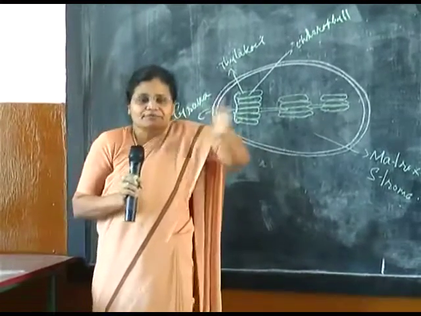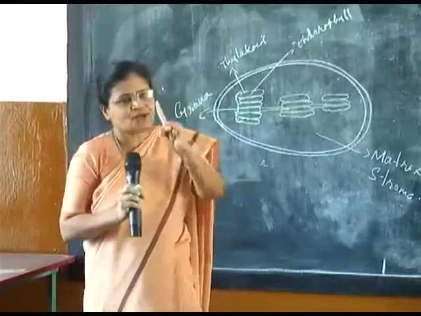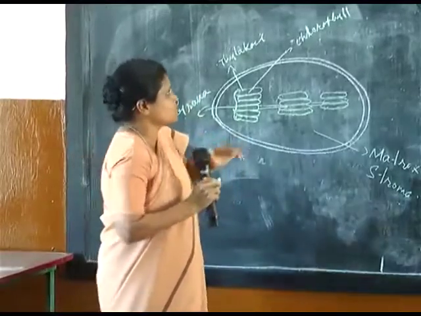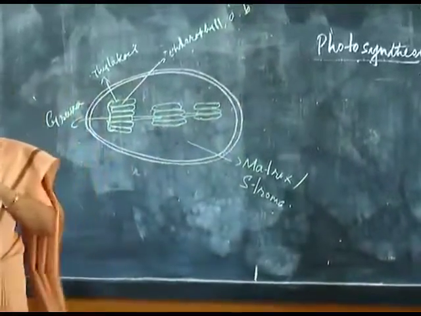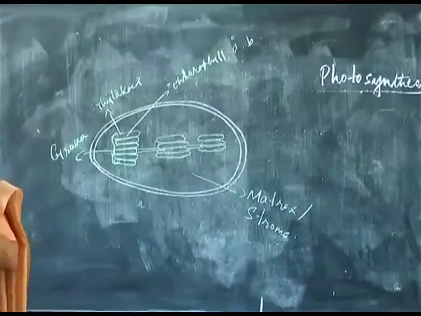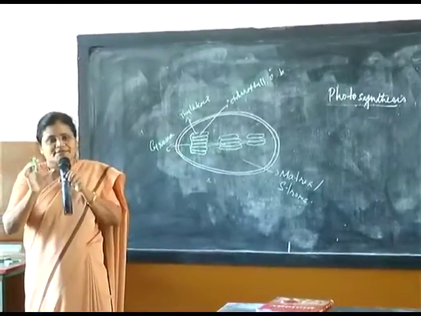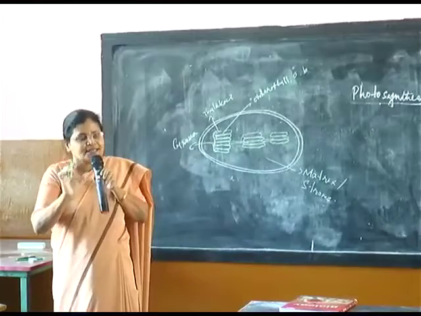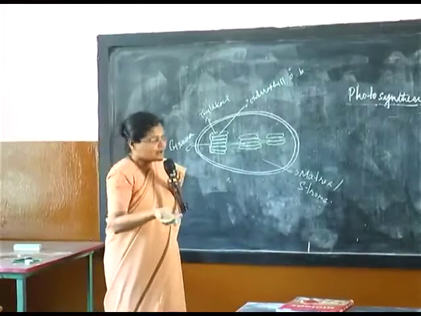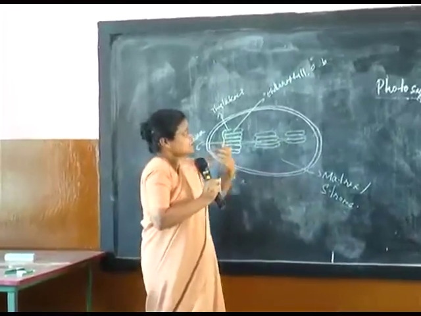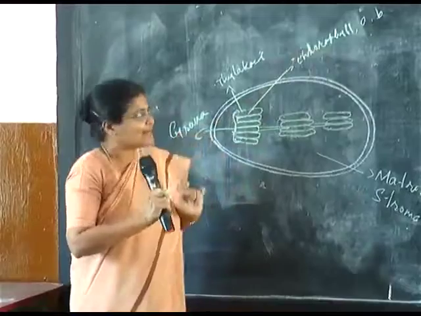Now the chlorophyll are of different types: chlorophyll A, B, C, D, etc. But most commonly available chlorophyll is chlorophyll A and B. They take part in the photosynthesis. They absorb the blue and red light rays. We know the VIBGYOR, the rainbow colors. Now these two rays they absorb, and they reflect green. That's why the chlorophyll looks green in color.